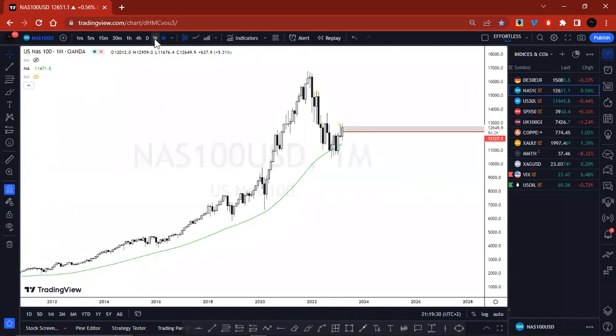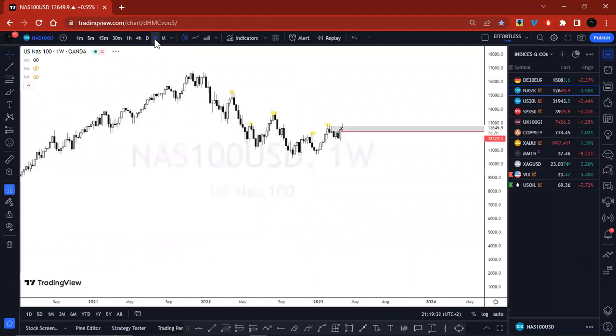Let's go into the weekly. So Nasdaq peaked around November 2021, around 22 November 2021. That is when Nasdaq peaked.